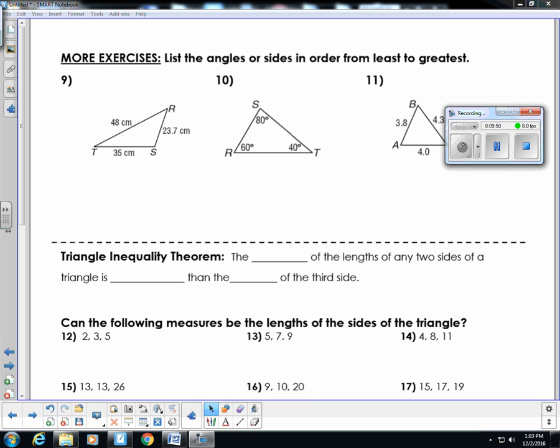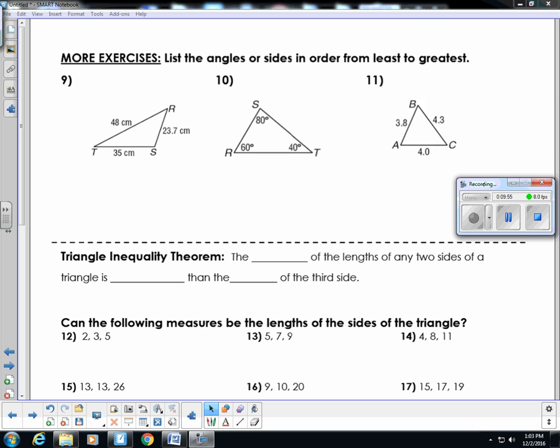As you turn the page, 9, 10, and 11. Okay, our kind of review, we're kind of jumping back to what we started with to see if we still remember what we talked about in terms of where our longest sides are compared to our biggest angles and vice versa. So take a minute, pause the video and see if you can do 9, 10, and 11. Here are the answers for 9, 10, and 11. Check them out.